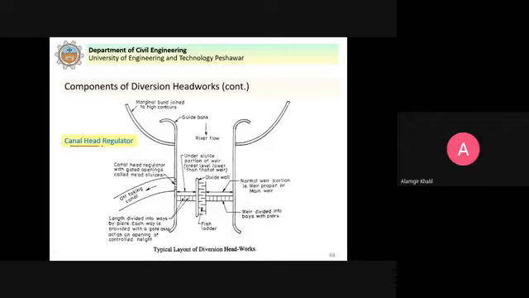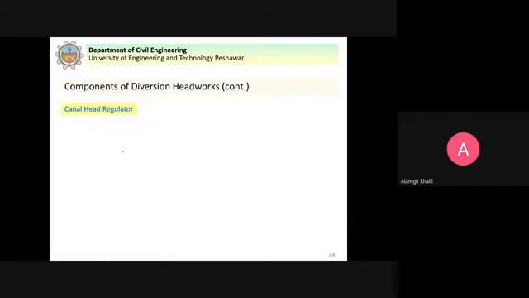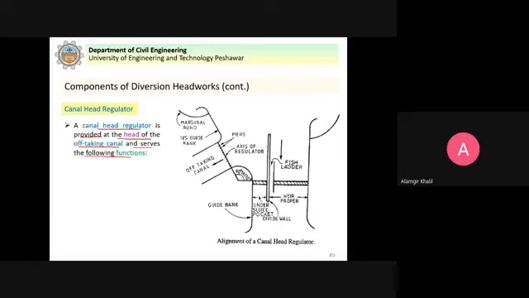Next we discuss the canal head regulator. So this is the canal head regulator here, with gated openings called the head sluices. It controls the flow of water into the canal. That is why it is known as the canal head regulator. A canal head regulator is provided at the head of the off-taking canal and serves the following functions.